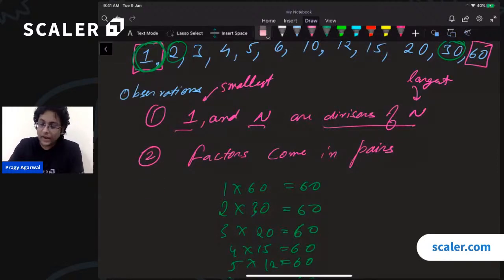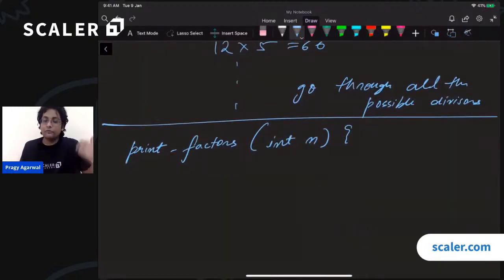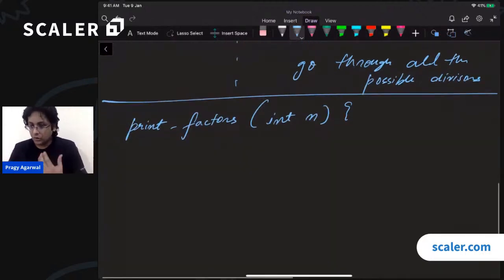So when I am trying to find the divisors of a particular number, I only have to go from 1 all the way till n, right? Because I cannot have divisors that are greater than n. Does that make sense? Is that part clear? Perfect. So how do we write this program then?